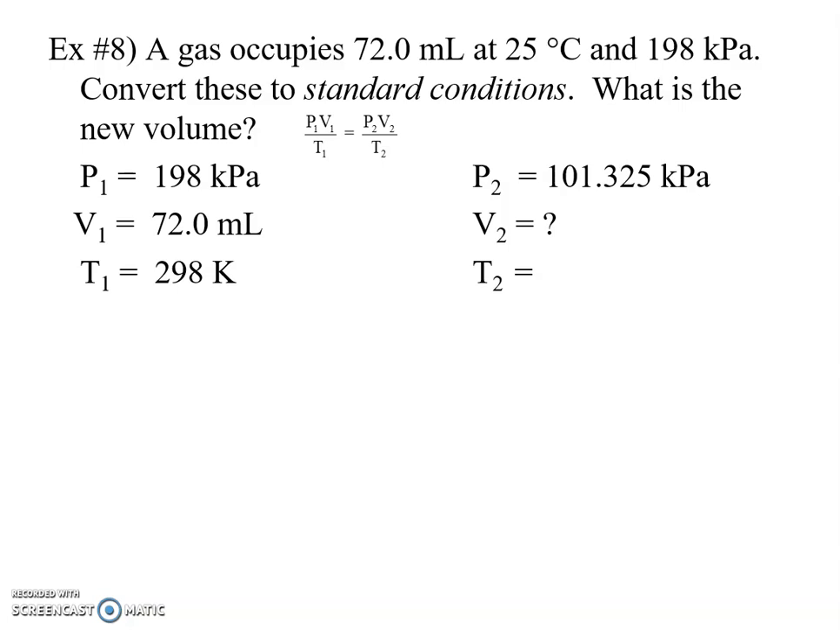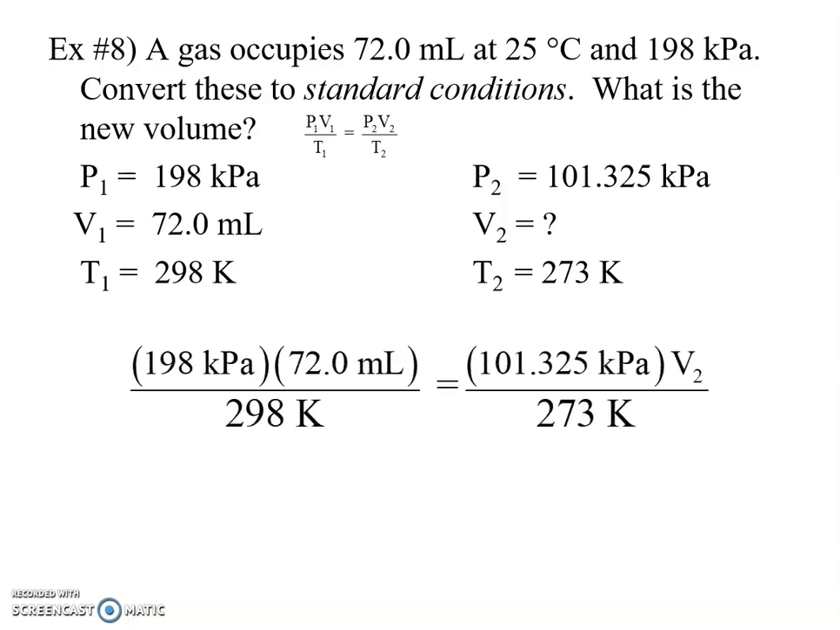Again, make sure your units match. If my original pressure was in millimeters of mercury, then I'd put 760 here. If it was in atmospheres, I'd put 1, and so forth. I'm trying to find V2. And T2, again, is standard temperature, which is 273 Kelvin or 0 degrees C.